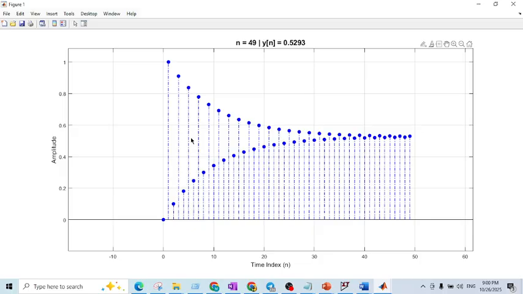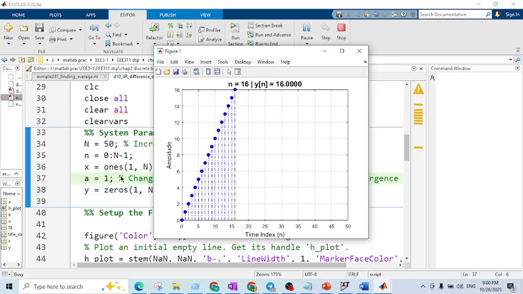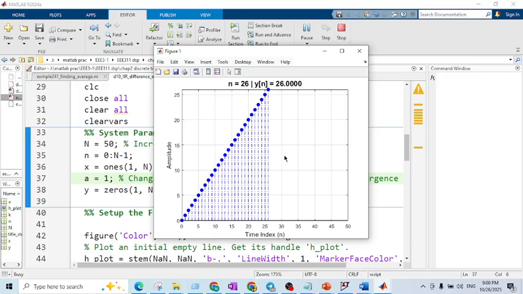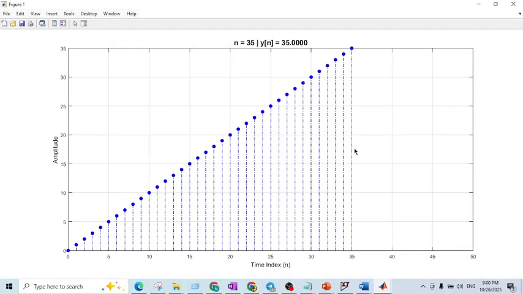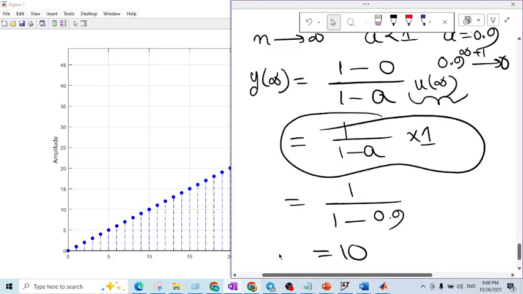So you see when I take a negative, sometimes it's bigger than the steady state. This is actually the steady state or the final position. So sometimes it's bigger and sometimes it's smaller, sometimes bigger, sometimes smaller, and then it approaches the final position. Okay, so now let's take a equal to 1 and let's see what happens. Oh, it's increasing. Oh, it's increasing. And why? Let's see.